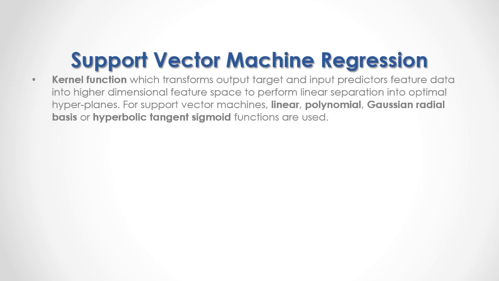Support vector machines have the following characteristics. A kernel function, which transforms output target and input predictors feature data into higher dimensional feature space to perform linear separation into optimal hyperplanes. For support vector machines, linear, polynomial, Gaussian radial basis, or hyperbolic tangent sigmoid functions are used. As a formula, here we have the example of a linear kernel function, which is equal to the sum from the first to the last of input predictors data multiplied by output target feature data.